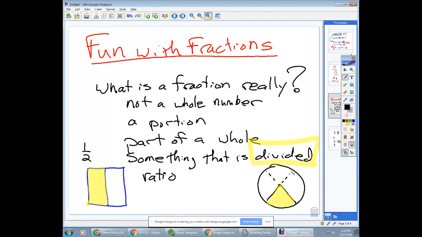Thirds are kind of hard to draw. Fifths are hard to draw. Even things are easier to draw. And we'll play around with that idea over the next week or so. So although I meant it to be a third, it looks more like a quarter. Yep. Okay.